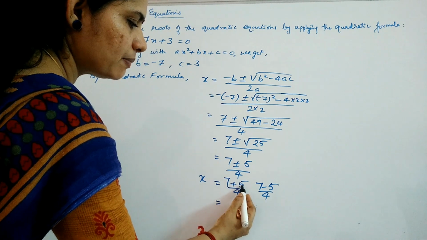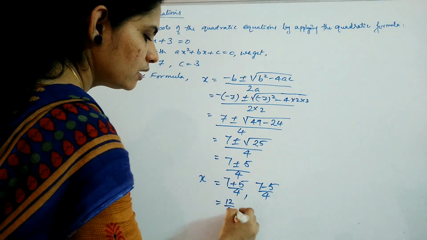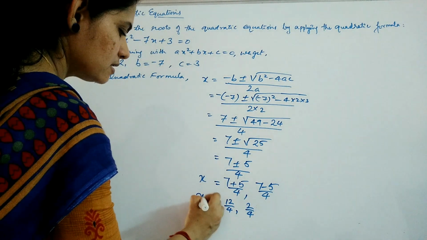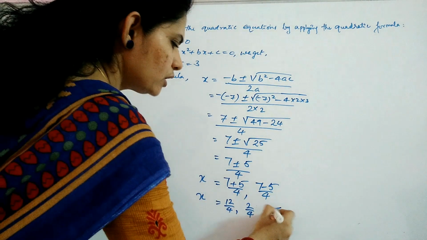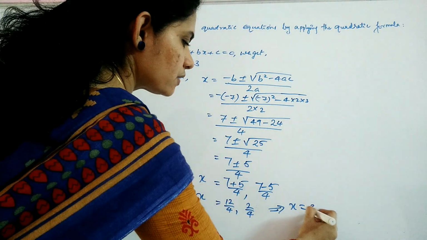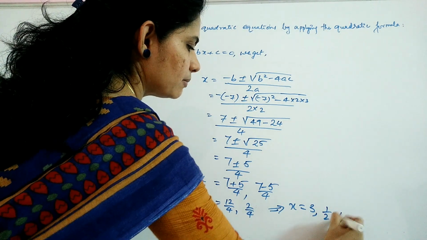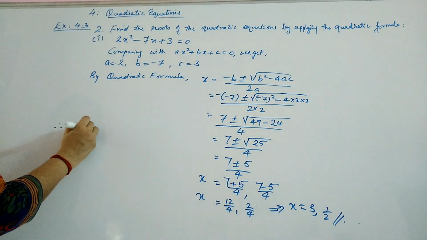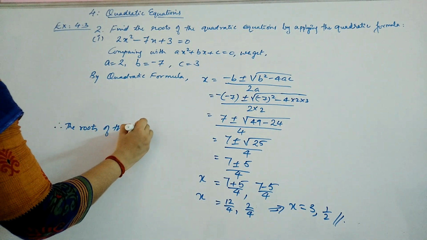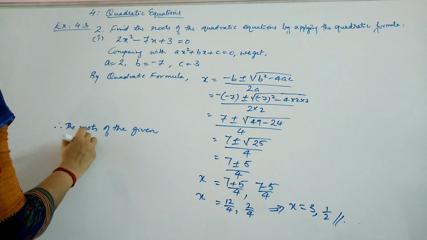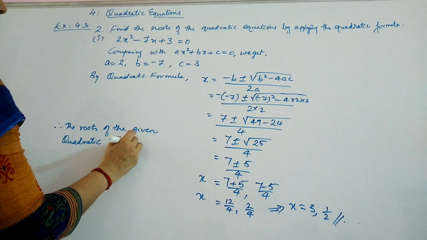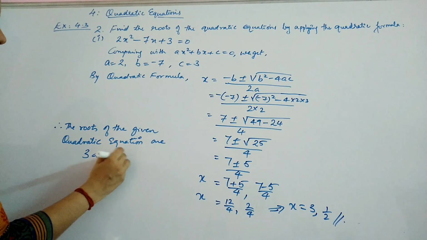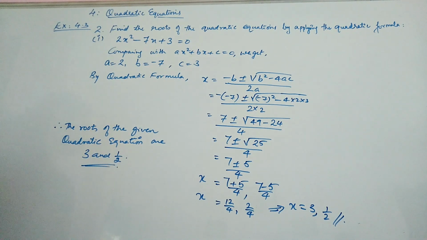So the first one will give you 7 plus 5, 12 by 4, and the second one will give you 2 by 4. That is, your x values are 12 by 4, which is 3, and 2 by 4, which is 1 by 2. Therefore, the roots of the given quadratic equation are 3 and 1 by 2.